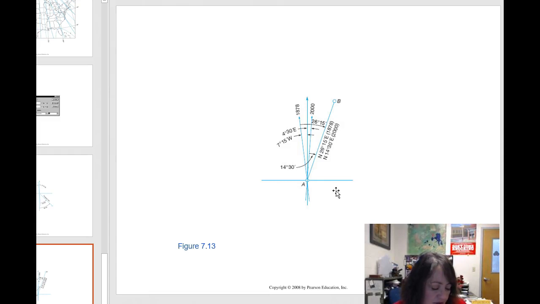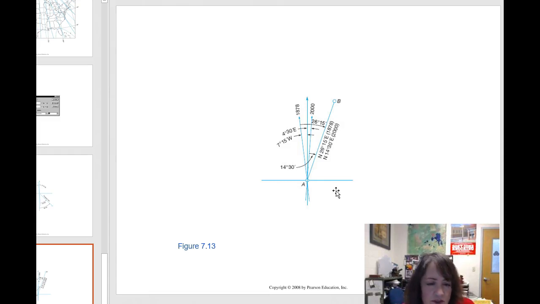So this is going to be in your notes, but I mark true north and I mark magnetic north in 1878 as being at 7 degrees 15 minutes west. Okay, then I mark magnetic north in the year 2000 as being at 4 degrees 30 minutes to the east.